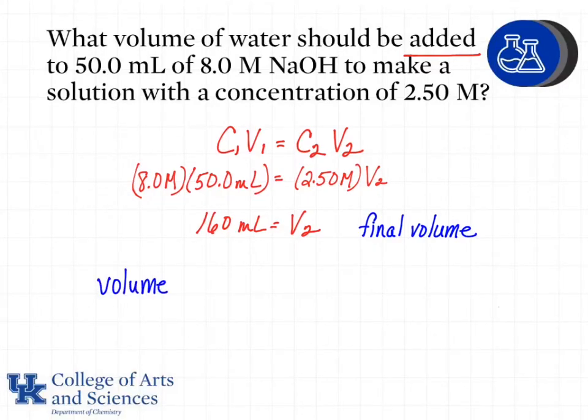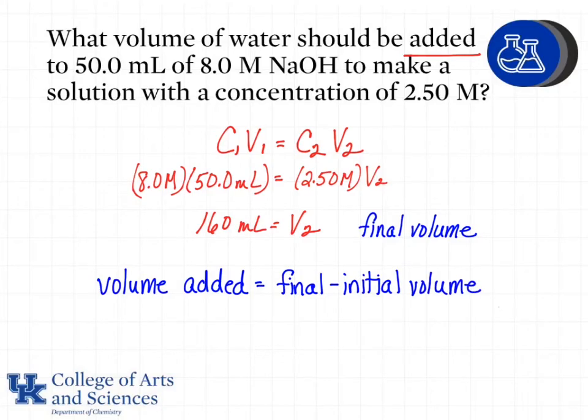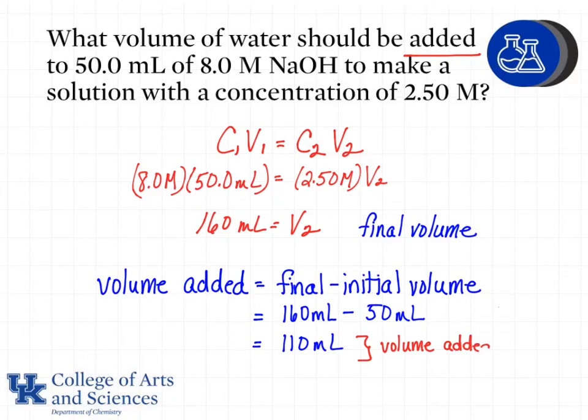To find the volume added, we need to take the final volume minus our initial volume to get the difference and see the amount that's been added. In this case, we have 160 milliliters minus 50 milliliters, and this tells us that we're going to add 110 milliliters. We can do this calculation because we are assuming that the volumes are additive. The 110 milliliters is the amount of volume added to the original 50 to get a total volume of 160 milliliters, which leads to a solution with a concentration of 2.50 molar.